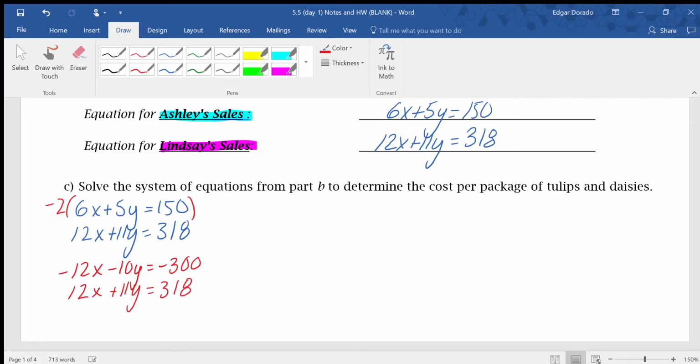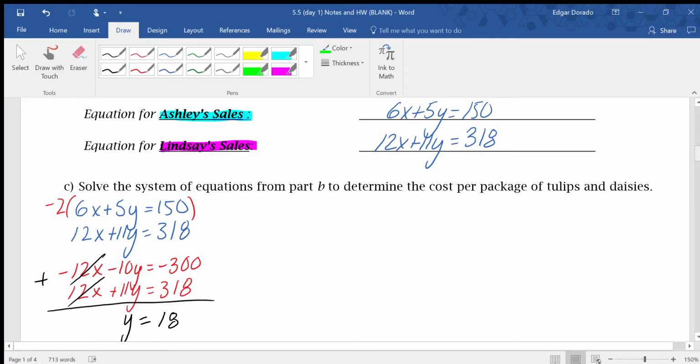So I'm going to rewrite it. I can now officially add these up. Those two columns would cancel each other out. Negative 10 plus 11 is a 1y, or just y. And then negative 300 plus 318 is just 18. And look at that. We already have the y all by itself. So this is my answer right here.